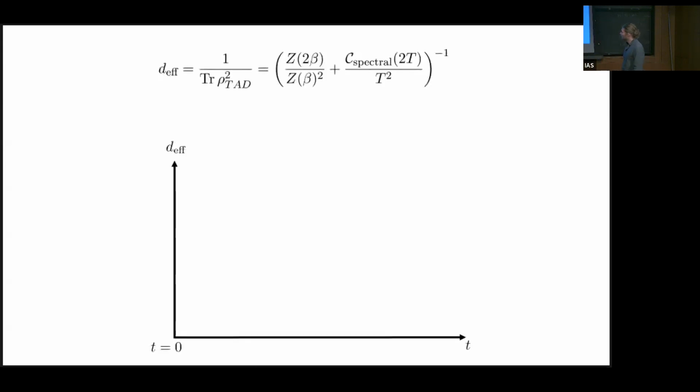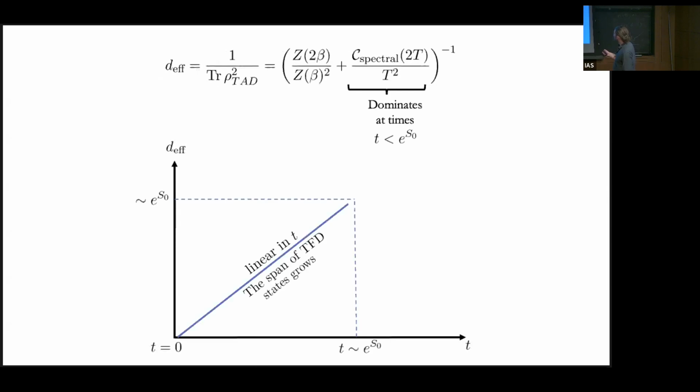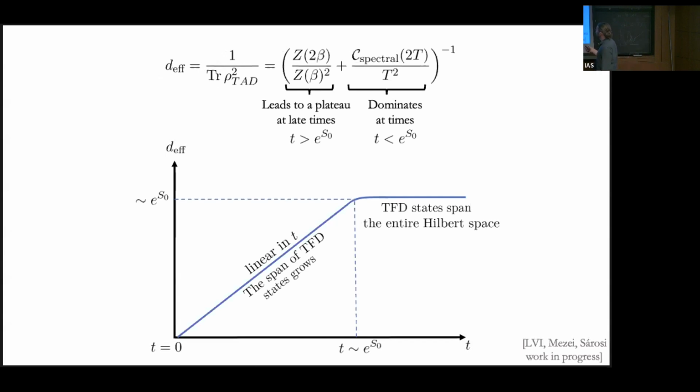Okay, so now let's plot this quantity again. Here I'm plotting the effective dimension as a function of time. At early times, this dominates because this contribution is suppressed in the genus. Z of 2 beta over Z of beta squared goes like e to the minus S0, while the ratio between the spectral complexity and t squared goes like order 1 at early times, I mean at times t smaller than e to the S0. At later times, these two quantities switch dominance. Eventually, what starts dominating is the effective dimension of the thermal mixed double state that Herman talked about.